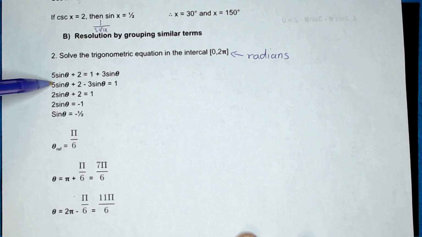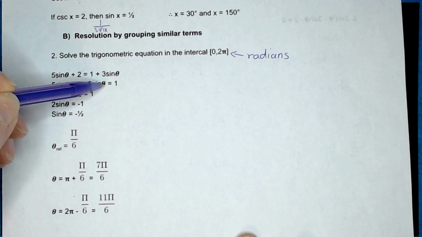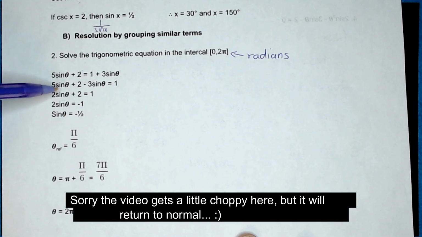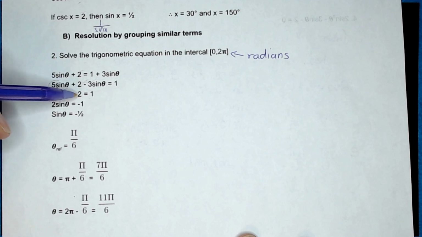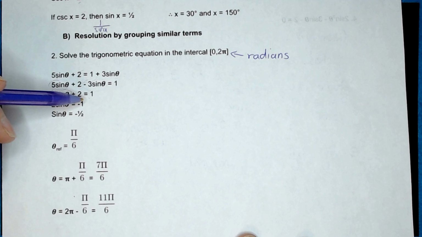So we have 5 sine theta plus 2 minus 3 sine theta equals 1. Now, you can combine these terms because they're similar. 5 minus 3 is 2 sine theta plus 2 equals 1. And then just do your basic equation solving. Subtract 2 from both sides. So now we have -1 over here.